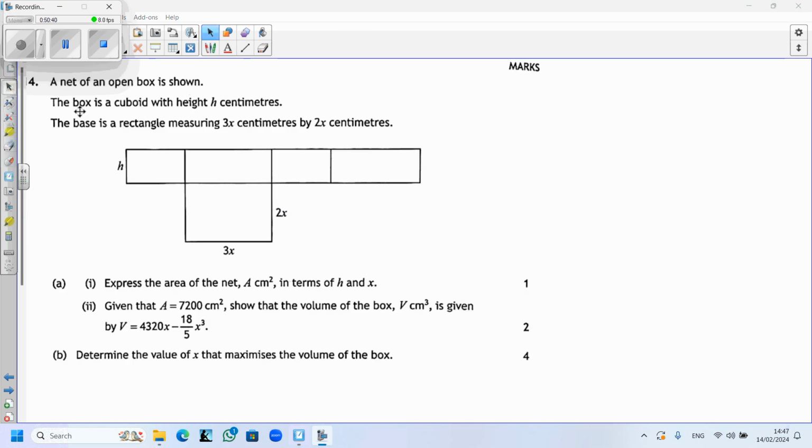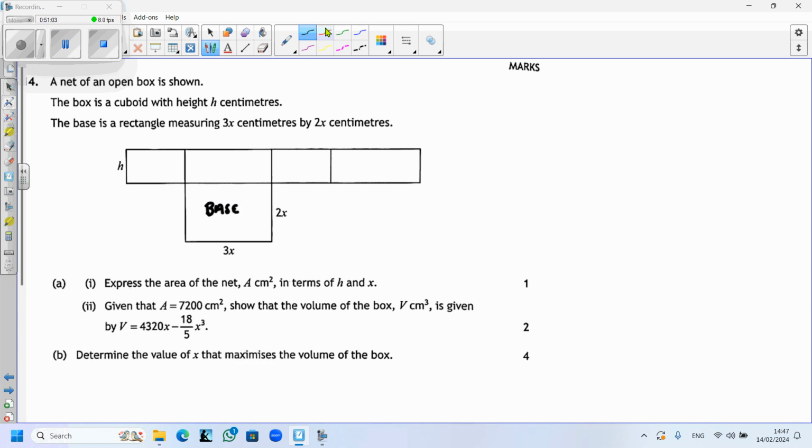A net of an open box is shown. The box is a cuboid with a height of 8 centimetres. The base is a rectangle measuring 3x centimetres by 2x. It gives you the base is there. Now that side would fold up and that side there would come round along here. This side would come along here and that would be the front. So basically that's the base.